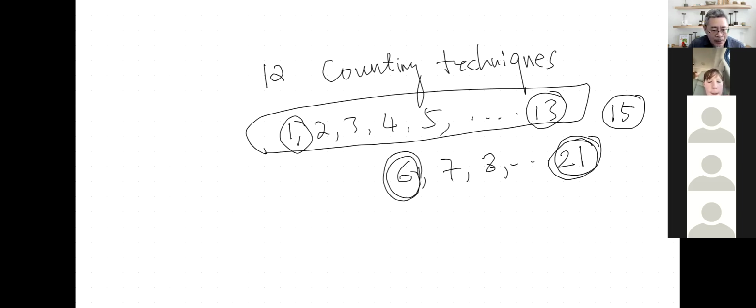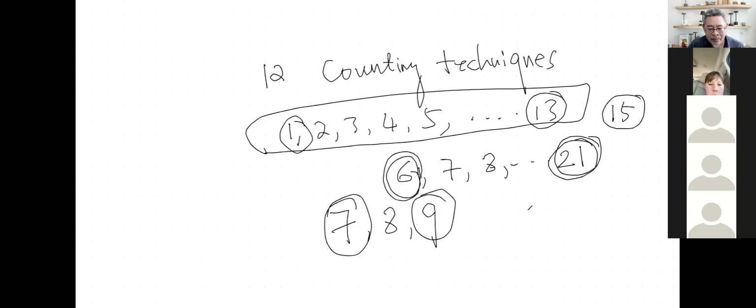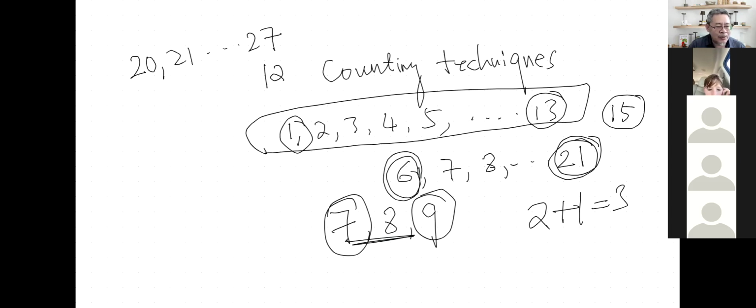For example, 7, 8, 9. If I just do 9 minus 7, I only get 2, but we have 3 here, so you add 1 to it. That's 3. Or say 20, 21, all the way up to 27. If we do 27 minus 20, we get 7, but we actually have 8 of those. So you can see 20, 21, 22, 23, 24, 25, 26, 27. From 21 to 27 we get 7, then with the 20, we had to add 1 to it, so it's 8.